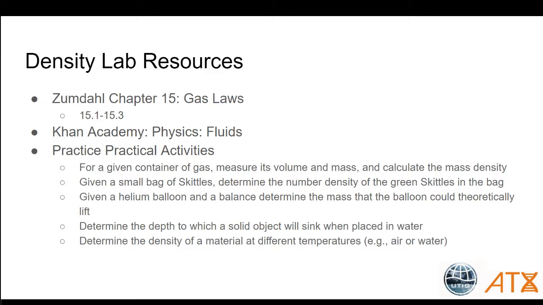And every week, try to do these events under some sort of time pressure. Time yourself for maybe 10 minutes to figure out each of these practical activities every week, so that you're super familiar with what to do in test situations.